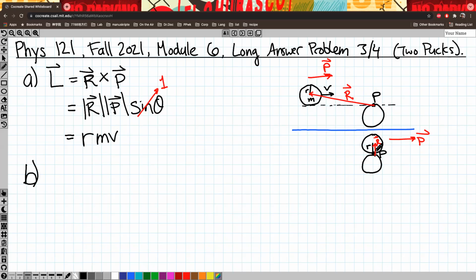Well, it would just be a inertia would be two times the mass times r squared because both pucks are identical.